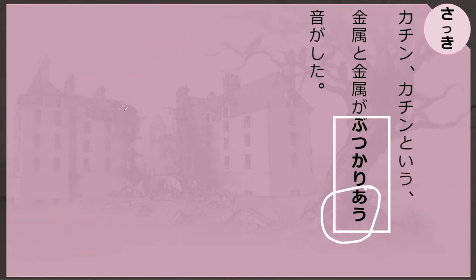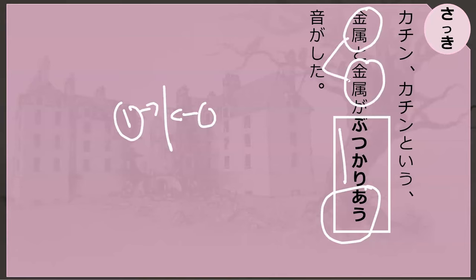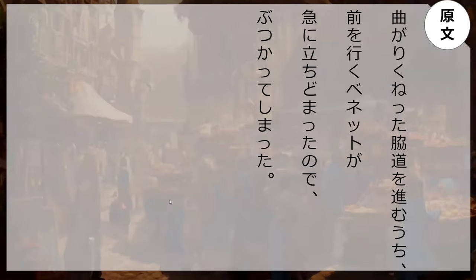When we do this with verbs, it means I do the action and something does the action as well, so it has some kind of mutual meaning. For example, niramu means to glare, and niramiau means to glare at each other. Butsukaru is to smash into something, so butsukariyau is doing that with each other. Right here, it's not butsukariyau, it's butsukatte from butsukaru, which means to smash.